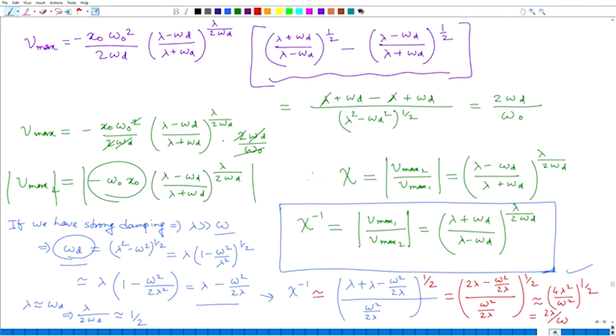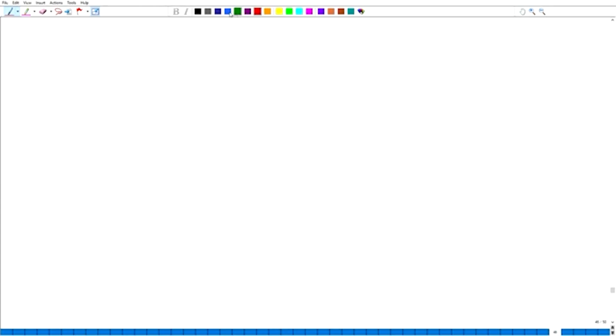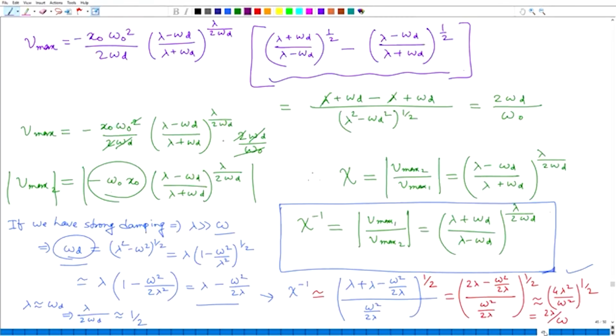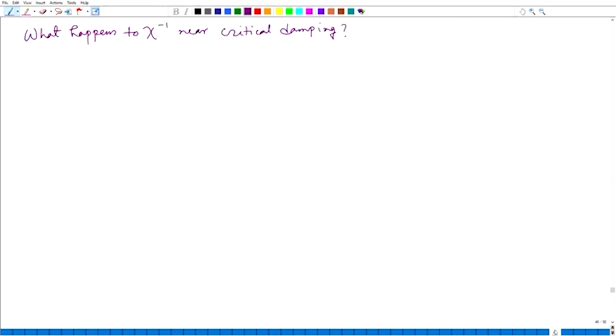What happens near critical damping? So, I just write this question, what happens to chi inverse near critical damping? Of course, just one question, that we start by saying that we have to evaluate chi. You can do chi as well. So, chi will simply be then omega by 2 lambda. Okay. It is just whatever you want, that is no problem. So, what happens to chi inverse near critical damping, or chi. I just try with chi inverse, and chi will be simply 1 by that.